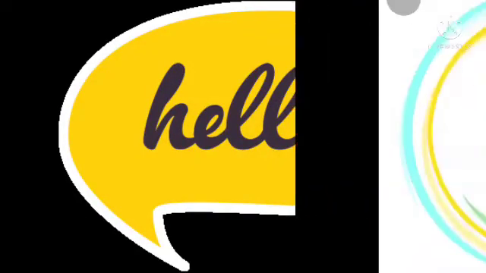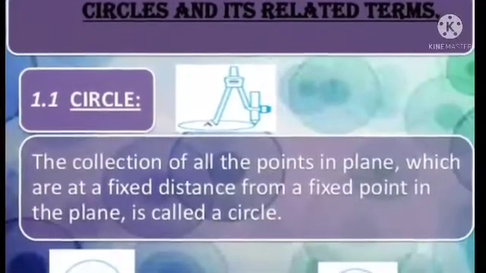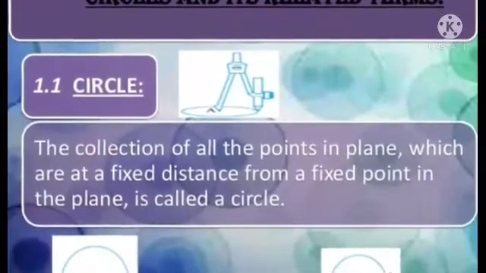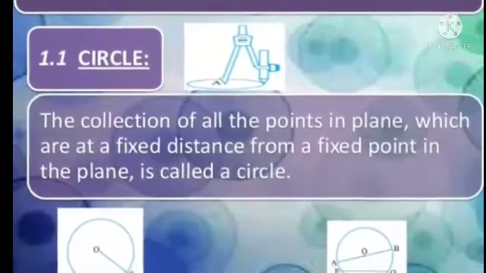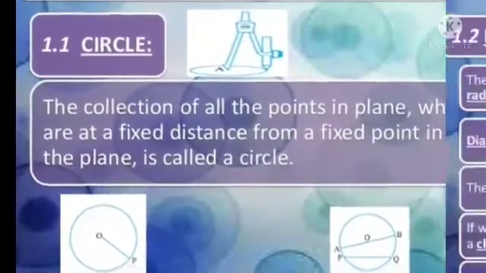Hello everyone. A circle is a set of all points equidistant from a given point. So today let us discuss something more related to this in our lesson, circles. Circle: the collection of all points in a plane which are at a fixed distance from a fixed point in the plane is called a circle.